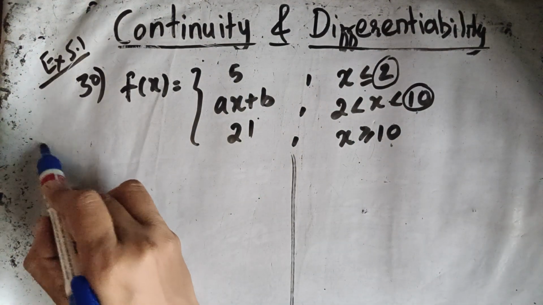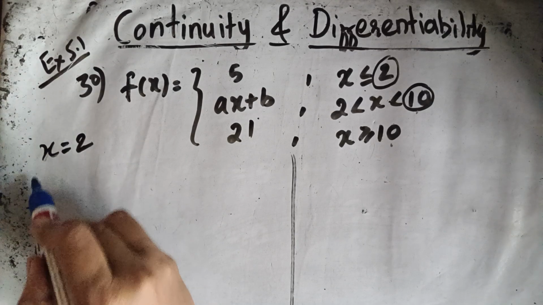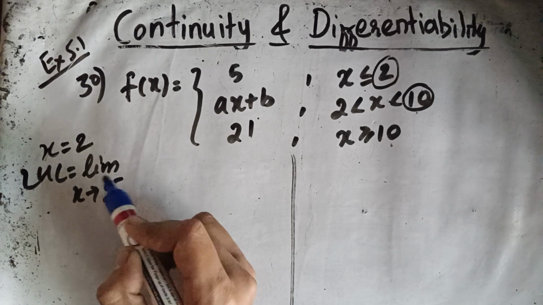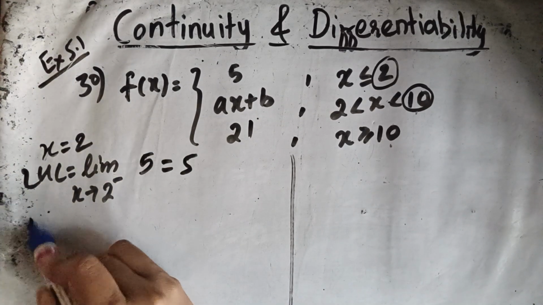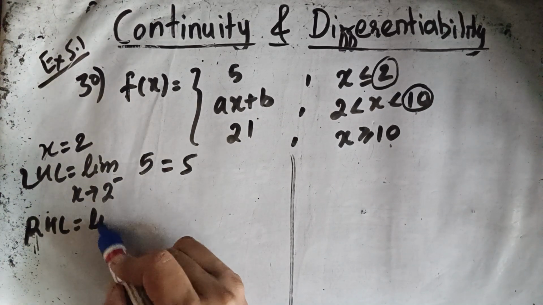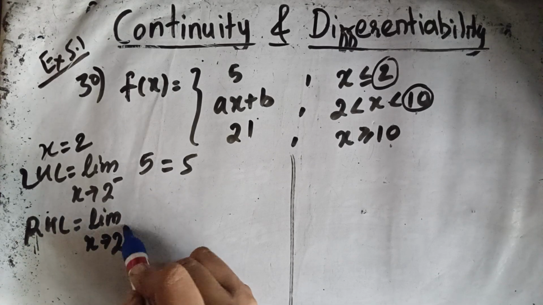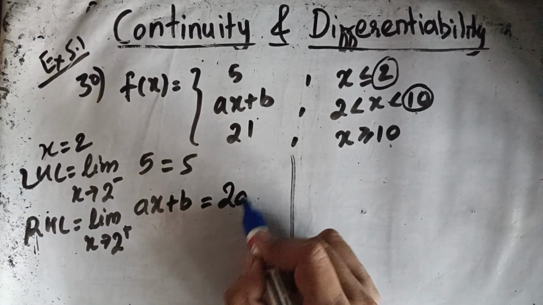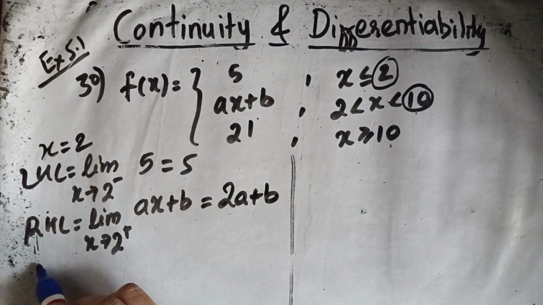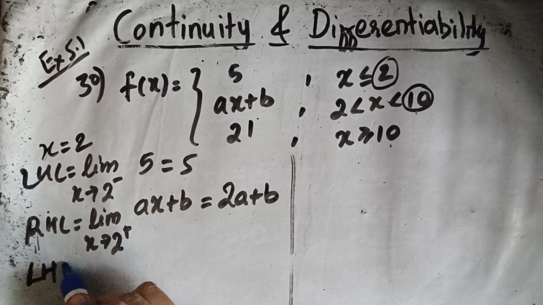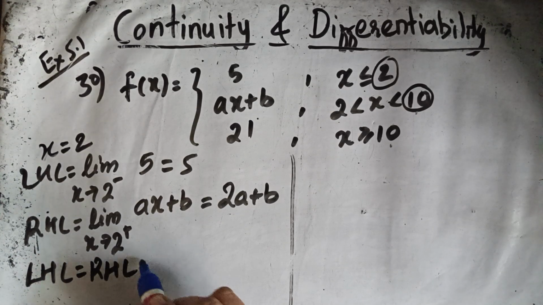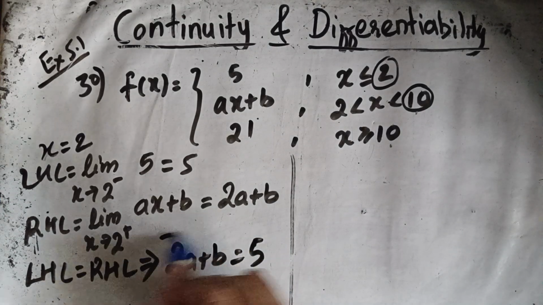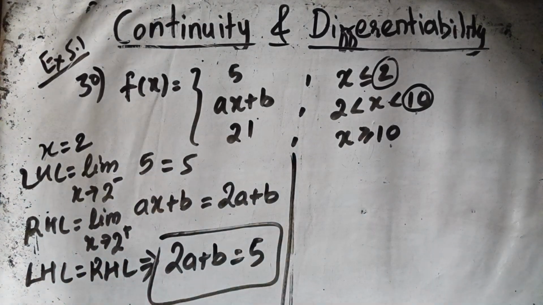So I'll take at x equal to 2. LHL, limit as x tends to 2 minus, it is 5. RHL, limit as x tends to 2 plus, it is ax plus b. So this is 2a plus b. Now it is given continuous function, so LHL is equal to RHL, which implies that 2a plus b is equal to 5. This is one equation we are getting.